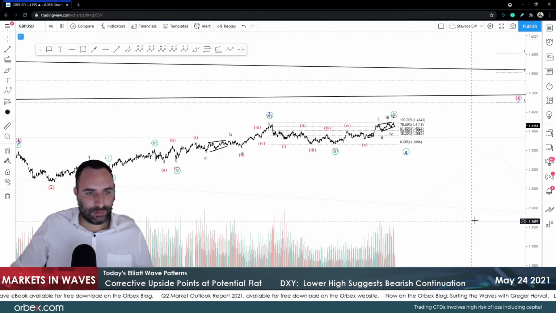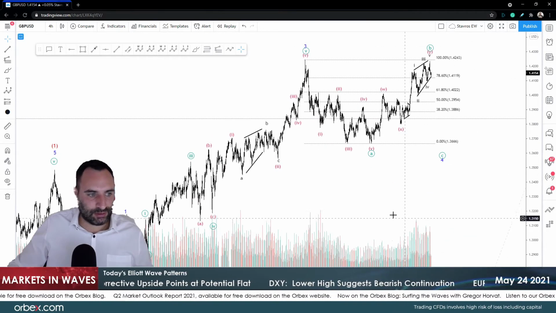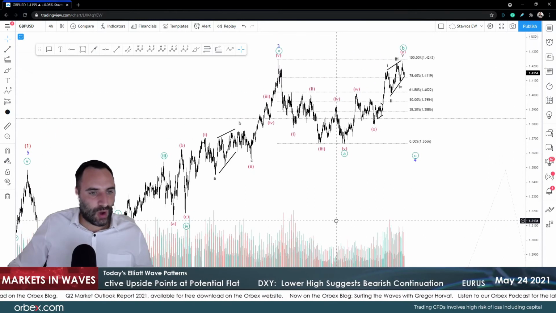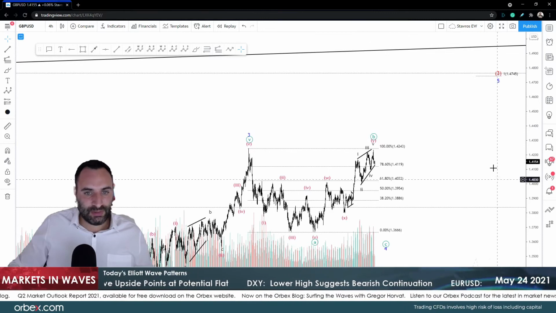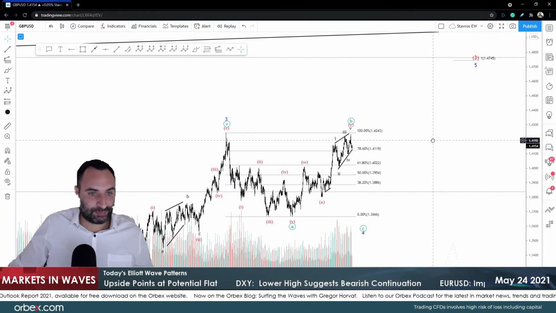Now let me go a little bit lower so that you can understand what I expect in the medium term and short term. That's wave 1 and wave 2. And we go up for wave 1, 2, 3. I'm expecting 4 off intermediate wave 3, okay? 4.